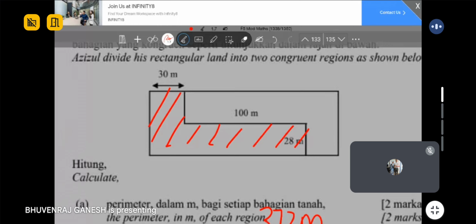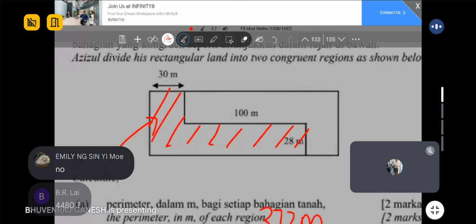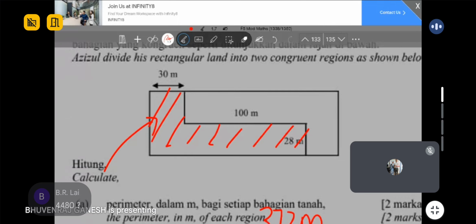Okay, before that, can I find the area of this whole thing directly? Yes or no? Boleh tak saya cari luas ni secara terus? Definitely no lah. Okay, guys. The answer is 4480. Correct. Okay, guys. So how to do this?